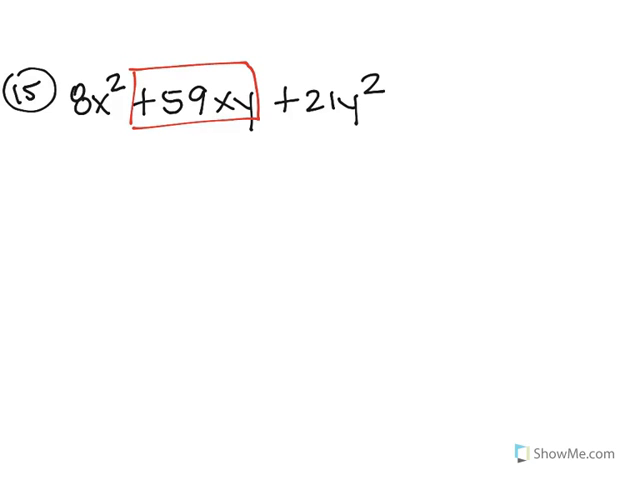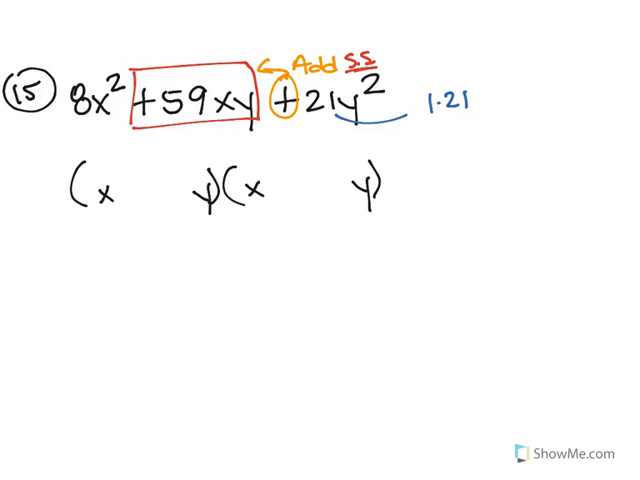15, 8x squared plus 59xy plus 21y squared. I don't have a GCF, so we're going to factor. I'm trying to get 59, and I'm going to add to do so, and we know that means same sign. So we got our two parentheses. I will go ahead and stick my x's in the front, y's in the back, so we won't forget them. And when I look at 21, you got 1 and 21 and 3 and 7. And with 8, you got 1 and 8 and 2 and 4.